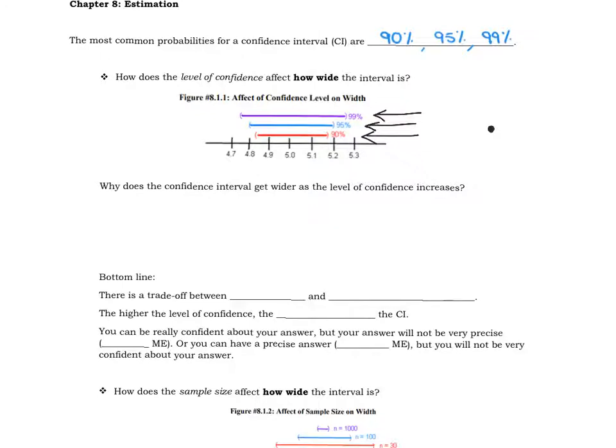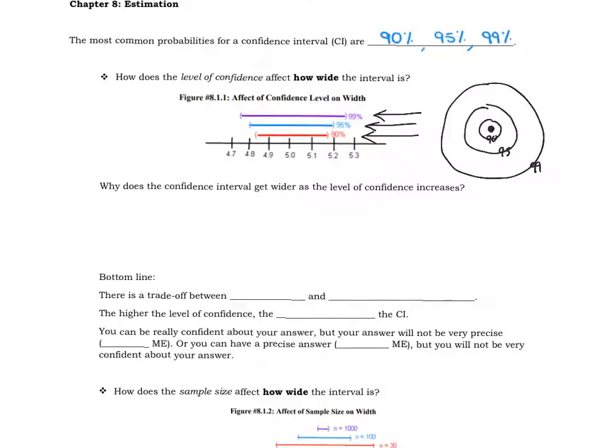Do you want to have to hit it perfectly? Do you want this little target? Do you want it to be bigger? Well, as your target gets bigger and bigger and bigger, your confidence increases. So this again is like the 90%, the 95%, the 99%. The bigger your target, the wider your interval, the more confident you will be.